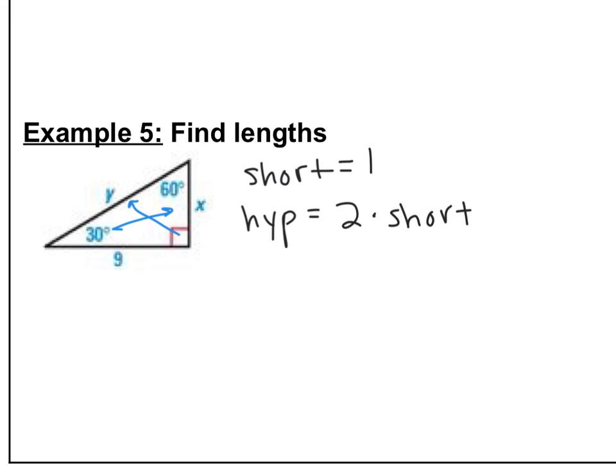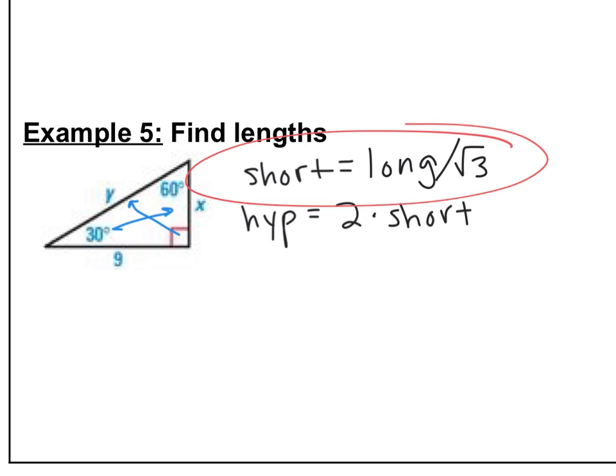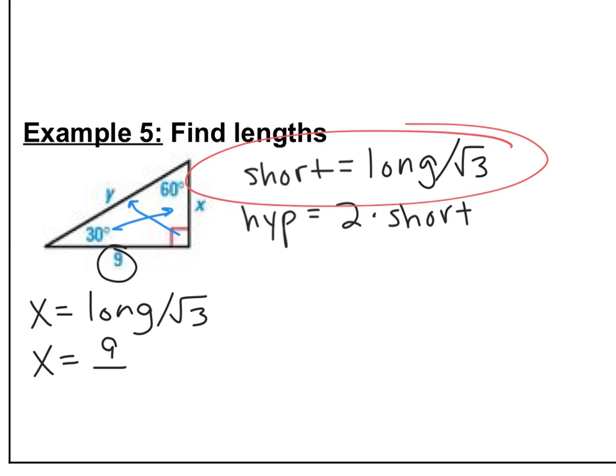So write that down here: long divided by radical 3. We are going to do this one first. So the shorter leg is x. So x is going to be equal to the longer leg divided by radical 3. The longer leg here is 9, and that's divided by radical 3. Now, we've talked about this a little bit. We are not allowed to have radicals in the denominator, so we do what's called rationalizing the denominator.